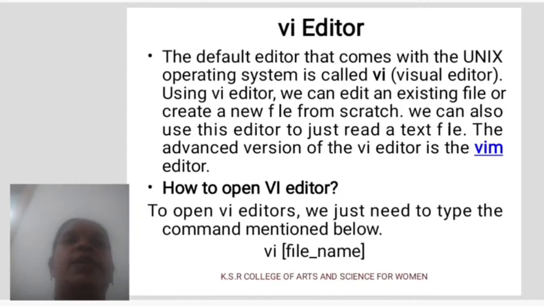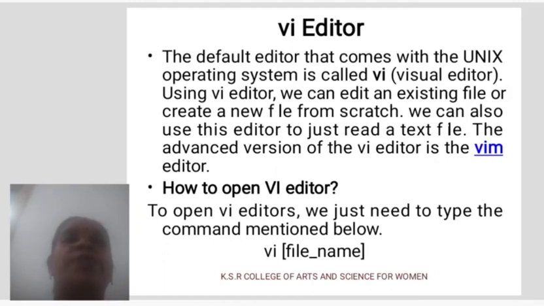VI editor. The default editor that comes with the Unix operating system is called VI, Visual Editor. Using the VI editor, we can edit an existing file or create a new file from scratch. We can also use this editor to just read a text file. The advanced version of the VI editor is the VIM editor.